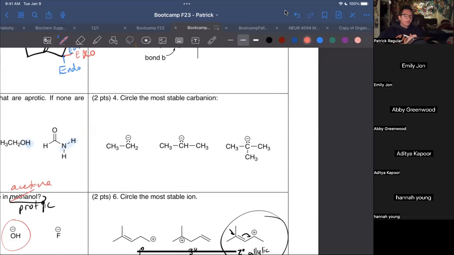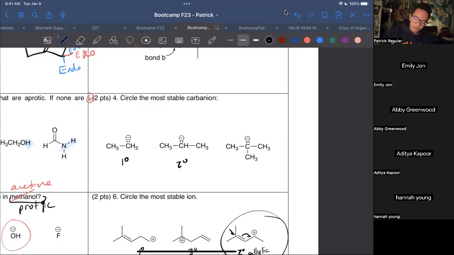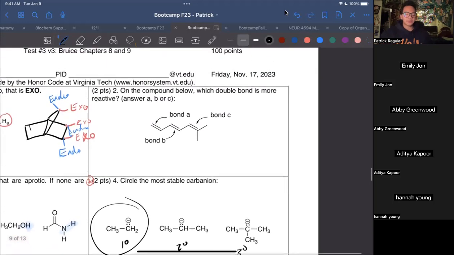Circle the most stable carbanion. This, I'm going to put a very special star. This is a general knowledge question that has a very good chance of showing up in your final, because carbanion stability is the complete opposite of carbocation stability. The less substituted carbanion is the more stable. So we have primary, secondary, tertiary. Primary is more stable. If these were carbocations, tertiary would be more stable. But for carbanions, the less substituted, the more stable it is.